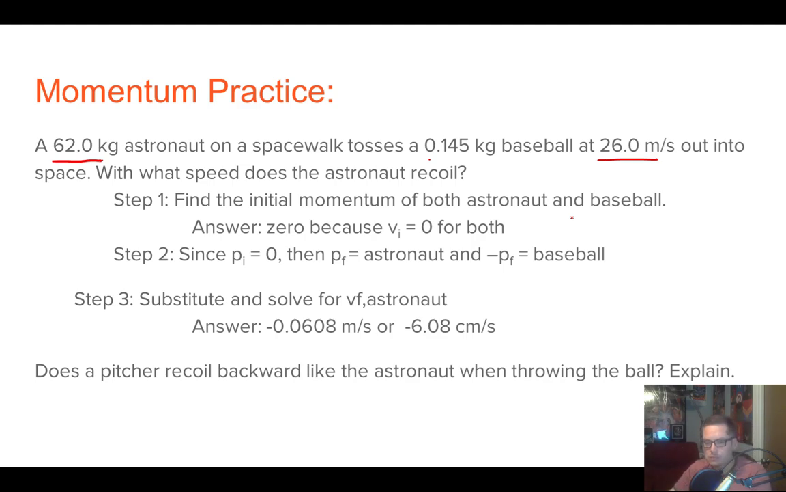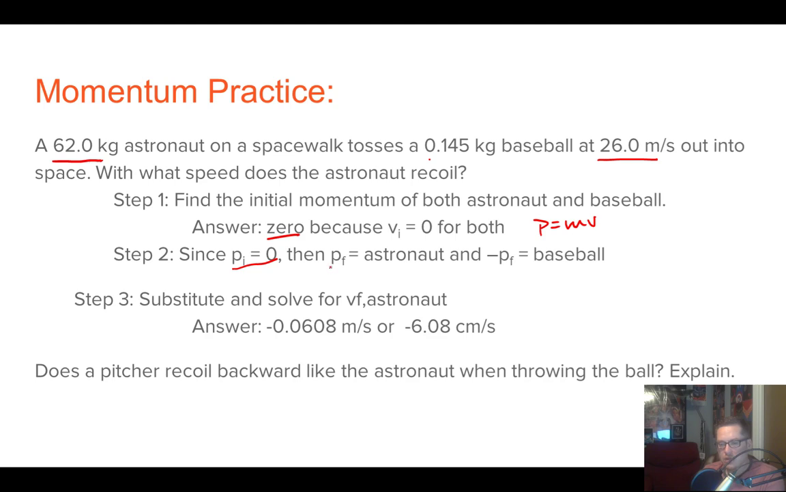Okay, so we need to find the initial momentum of both the astronaut and the baseball. Well, because they're both not moving, their initial momentum has to be 0 because their initial velocity is 0, because momentum is equal to mass times velocity. Okay, so then we have to find the final momentum here. So we've got the initial momentum is equal to 0.